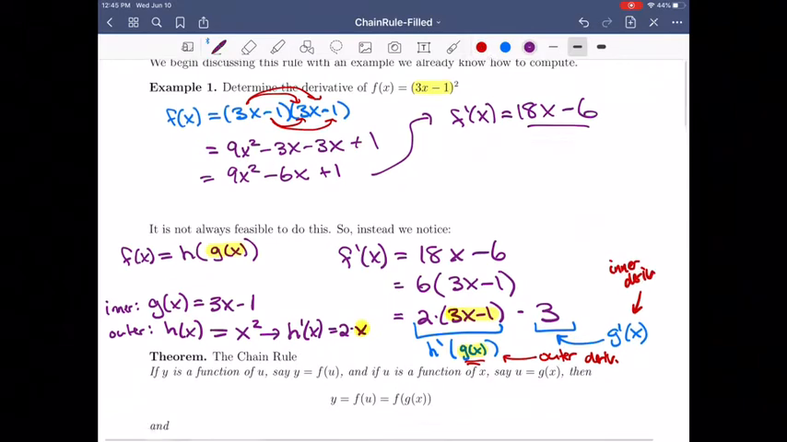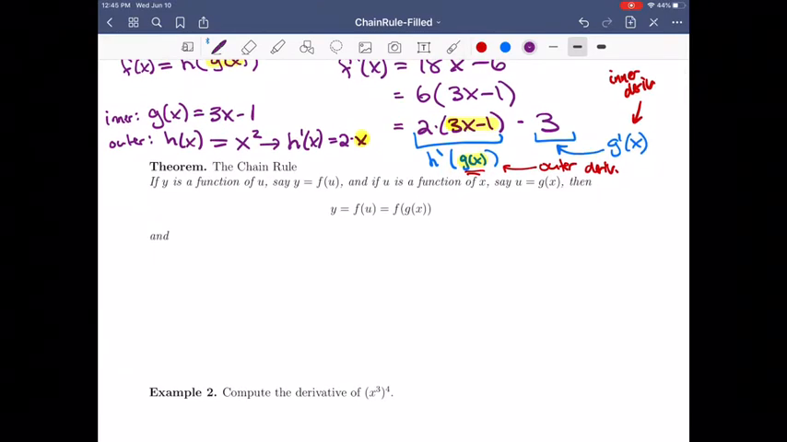So let's see the formal rule. If y is a function of u, so y is f of u, and u is a function of x, so u is g of x, then y would be f of u, which is f of g of x, because g of x is actually u. Then this is how we compute the derivative.